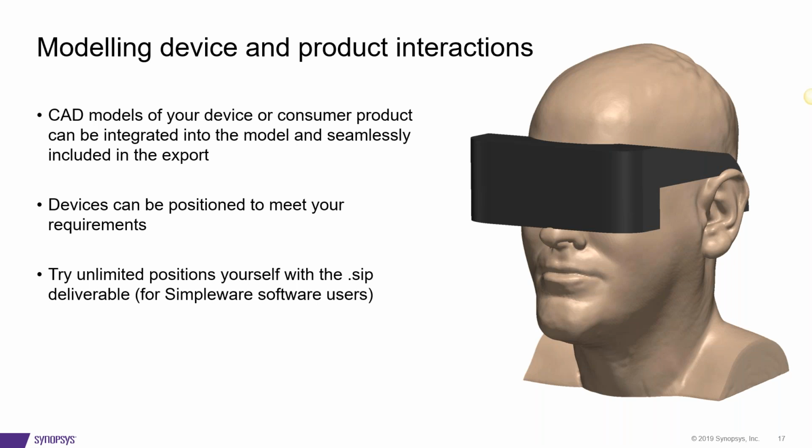So with access to the software and choosing to purchase the project file version of the model, you can benefit from the most flexibility in this case, since you can start positioning your own devices and exporting models with unlimited variations of those positions and the different product versions you may have as well.